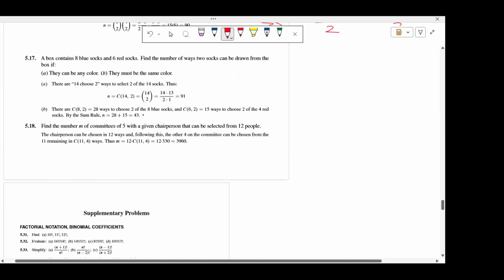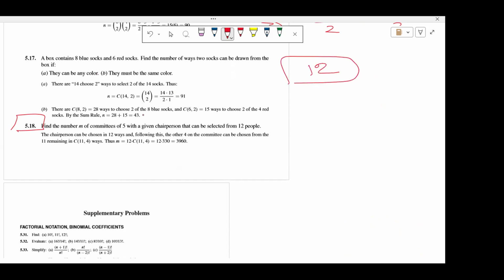Okay, the next question, 5.18. What they are telling: find the number m of committees of 5 with a given chairperson that can be selected from 12 people, right? So let's say from the 12 people, find the number m of committees. It means how many possible ways we can make a committee with 5 people, right? We have 12 people, 12 members. From these 12 members, we need to generate a committee with 5 people.